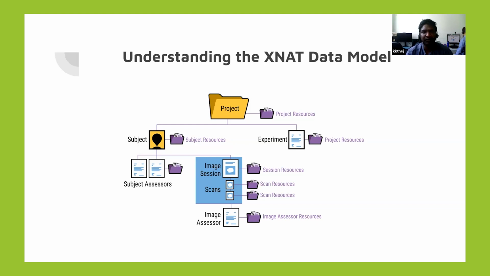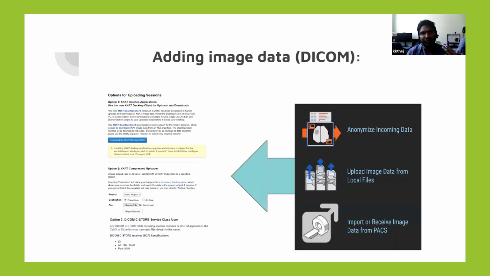This is the overview of how you save a project on XNAT once you create the project. This is the hierarchy of how you're going to save your data. Once you understand properly how the data is organized in XNAT, you have an option to add image data in different ways. We especially have three options provided by XNAT. Option number one you can do from the browser, or you can use a desktop client.